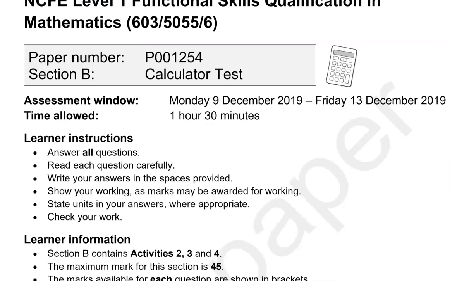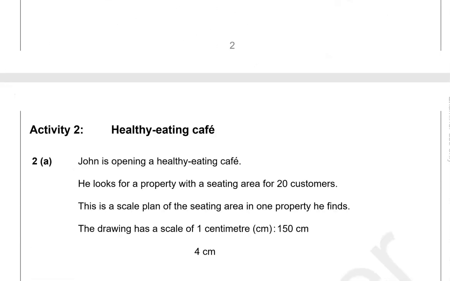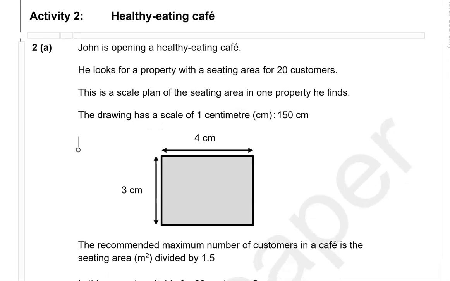This is the second part of a Level 1 Functional Skills Maths paper from NCFE. In this part you can use a calculator. Activity 2. Healthy Eating Cafe.